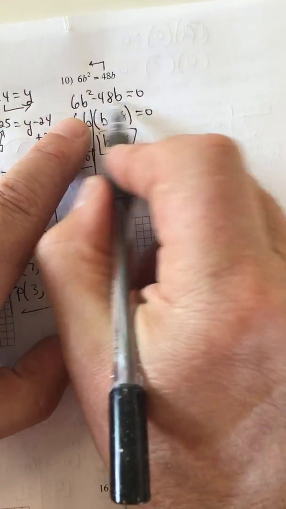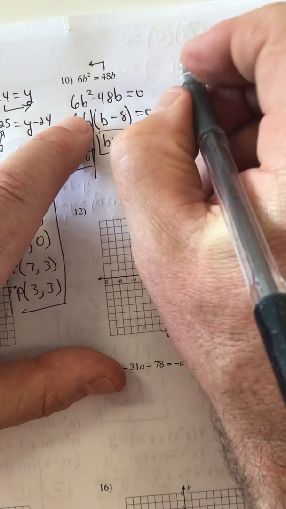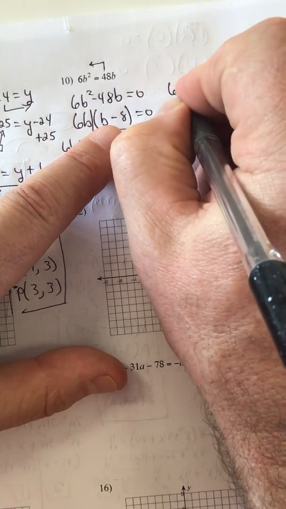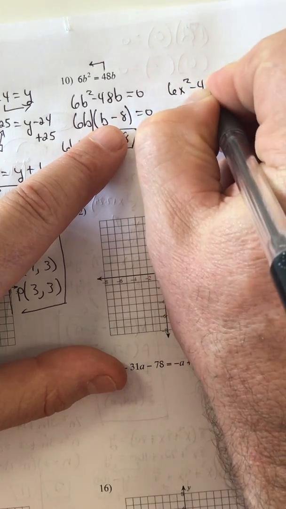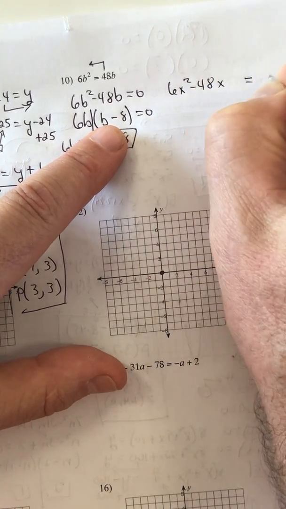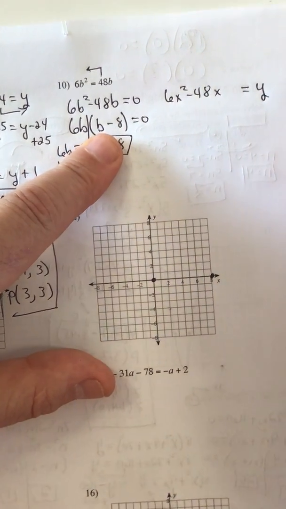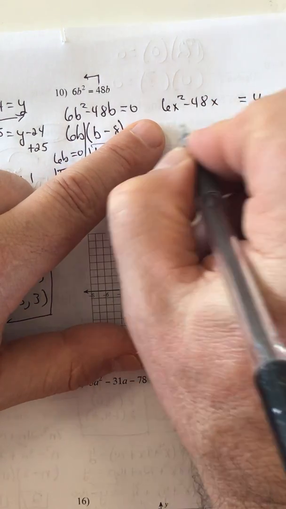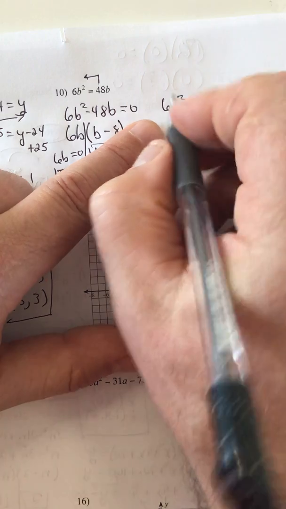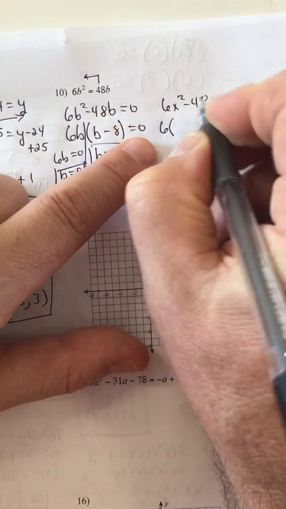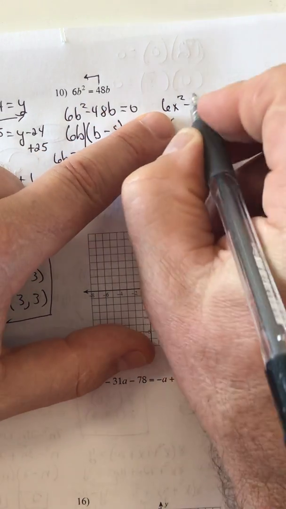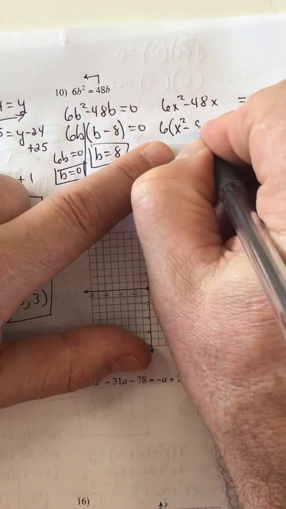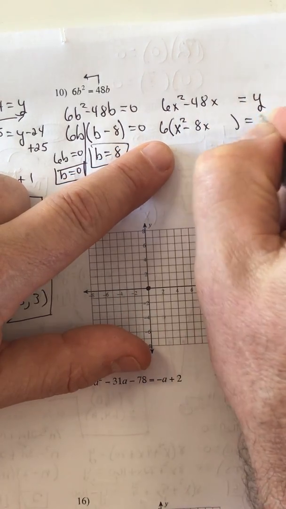Okay, I'm going to pick up right here. I'm going to let 6x squared minus 48x equal y. Well, before I can cut this in half and square it in, this has got to be a 1, so I'll factor out the 6. So this time I'm not going to factor out the x, I just want to factor out the 6. So I got x squared minus 8x equals y.